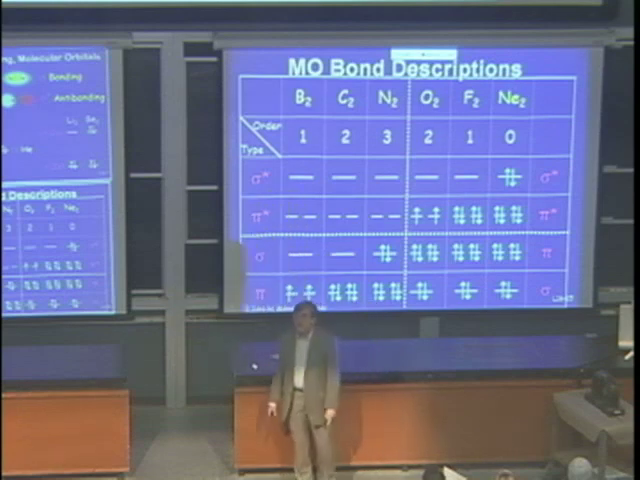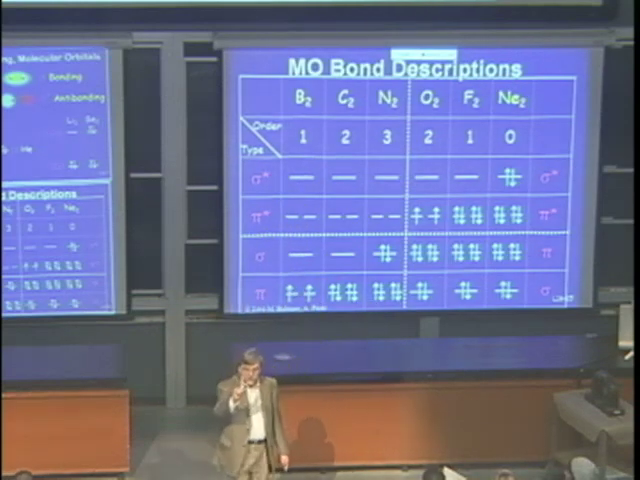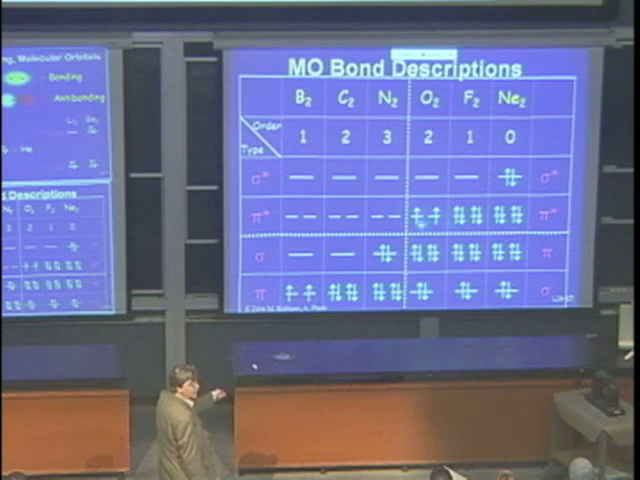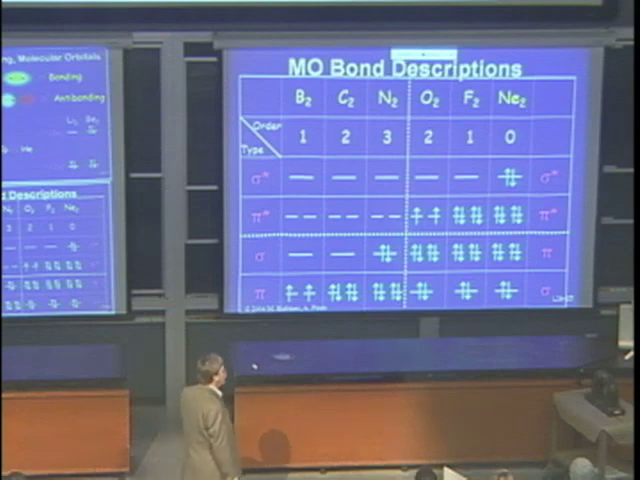All right? Now, you can tell me right away which one would be magnetic. Would oxygen be magnetic? Sure, it's magnetic. Unpaired spins. Okay. Would nitrogen be magnetic? No.